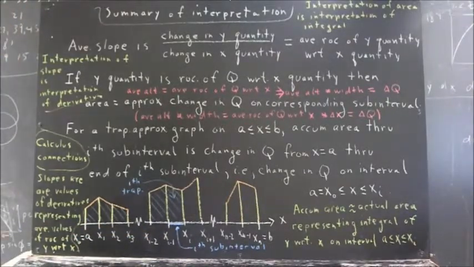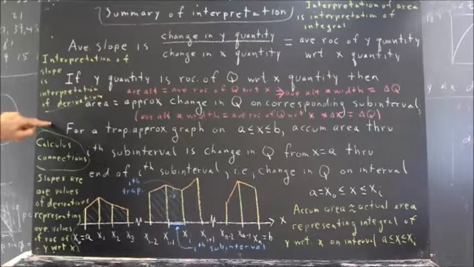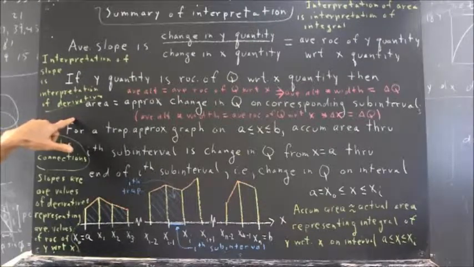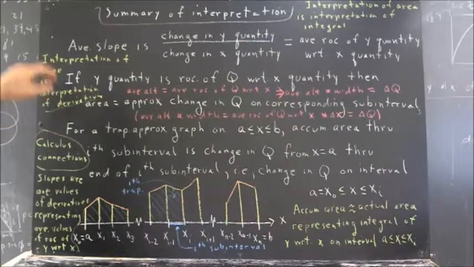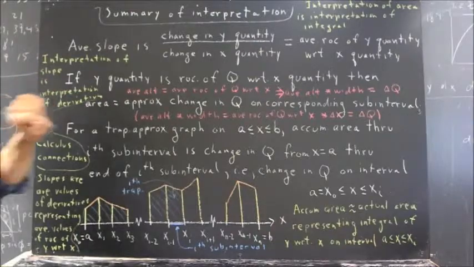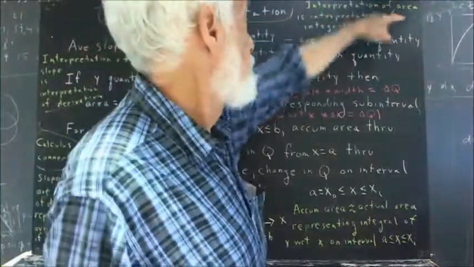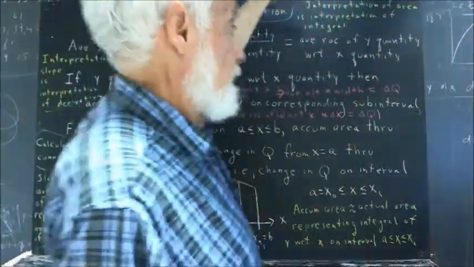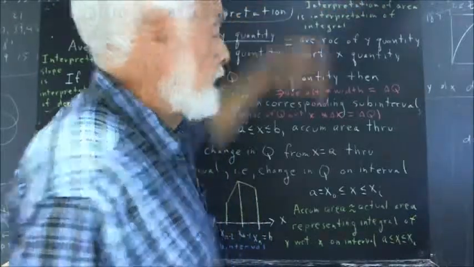And two final comments about the connection with calculus. Whatever the interpretation of the slope is, and we've talked about how we interpret slope by interpreting rise, run, and then what it means to divide, that is the interpretation of the derivative. That is what the derivative tells us. And the interpretation of area is the same as the interpretation of the integral.